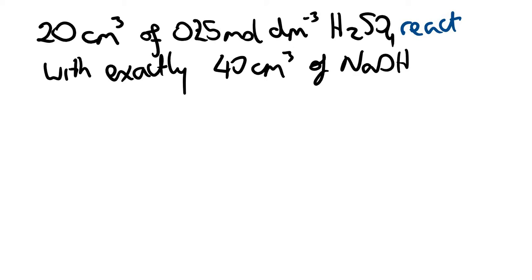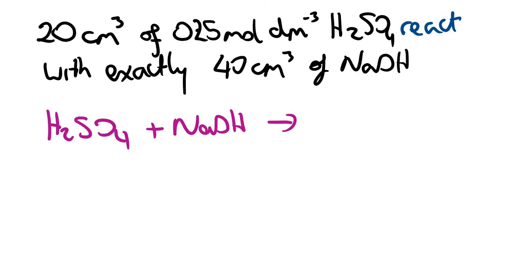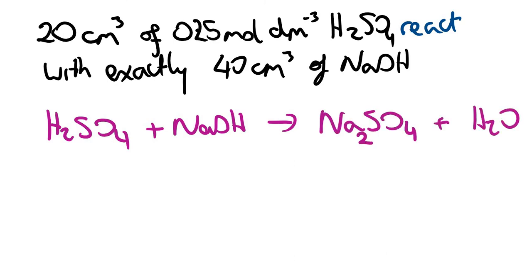So in this reaction, we're asked to find the concentration of sodium hydroxide given that 20 centimeters cubed of 0.25 molar sulfuric acid react with exactly 40 centimeters cubed of the alkali, sodium hydroxide. First thing to do, get all the formula correct. So we know we're reacting sulfuric acid with sodium hydroxide. We know they react to form a salt and water. Okay, and there's 2 sodiums in sodium sulfate.